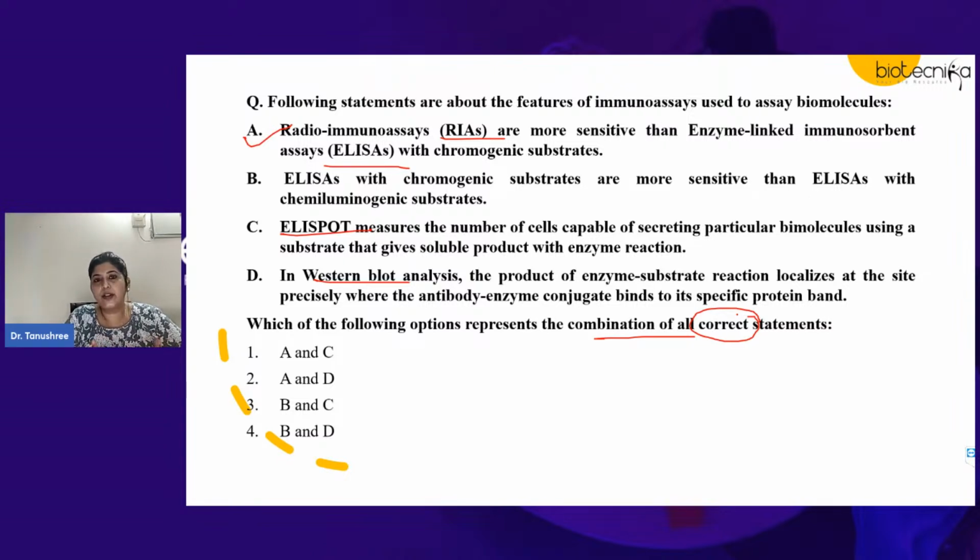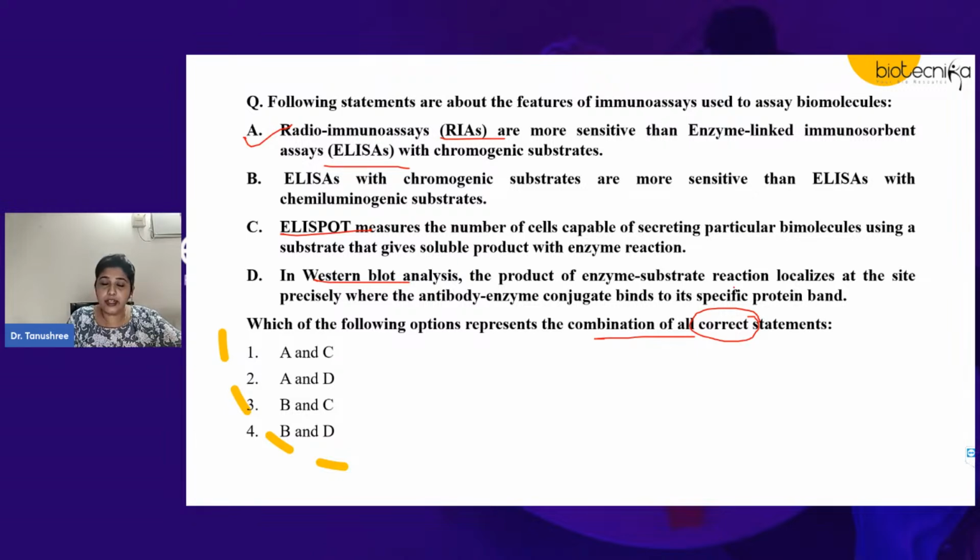Every technique has its own advantage and limitation. It's not that all the techniques are perfect. And this is the reason, because some limitations are there, the scientists come up with advancements in the conventional techniques. They modify the conventional techniques. Like in ELISA, you have many variations, right? You have direct ELISA, indirect ELISA, sandwich ELISA, competitive ELISA, right?